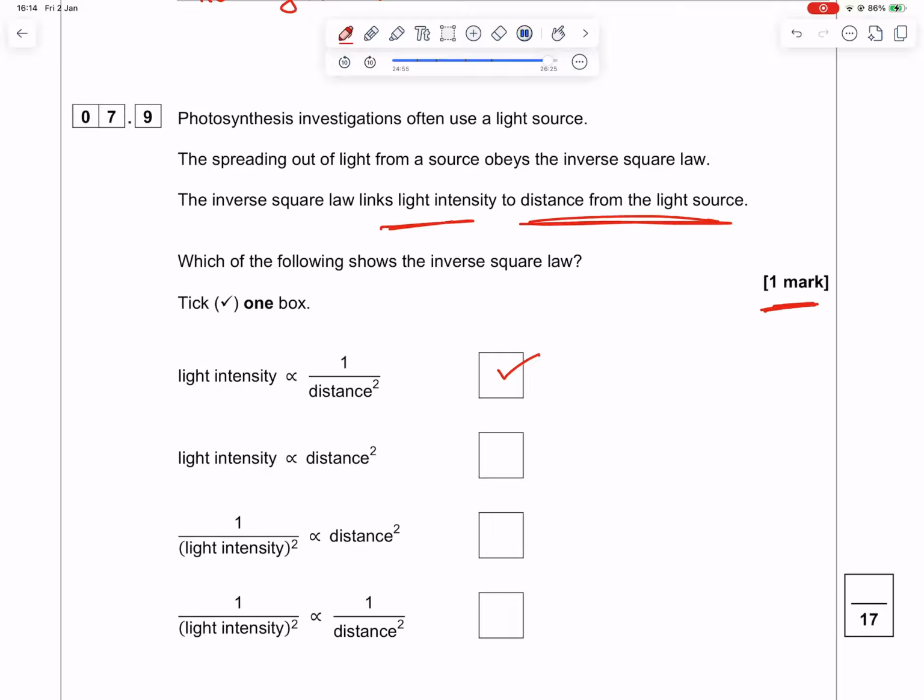Now, for question number 7, let's have a quick summary. Photosynthesis needs light, CO2 and chlorophyll. Only green parts make starch. Magnesium deficiency causes chlorosis, which is yellowing of the leaves. A limiting factor is a factor in shortest supply. And for the inverse square law, always look out for the option which has 1 over distance squared.